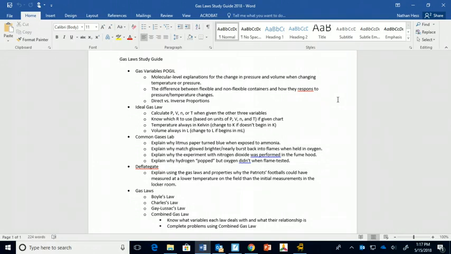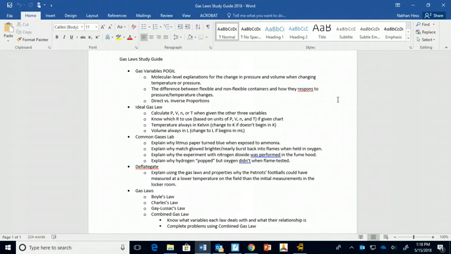Okay? The difference between flexible and non-flexible containers, that's what I was just talking about. If it is a flexible container, then the volume can change, right? It's like a balloon. It can get bigger, it can get smaller, depending on what you do to it, whether you heat it or cool it. If it's inflexible, then it's going to be one of the other pieces. Like I said, if we heat it up, the pressure is going to increase because the volume can't change.